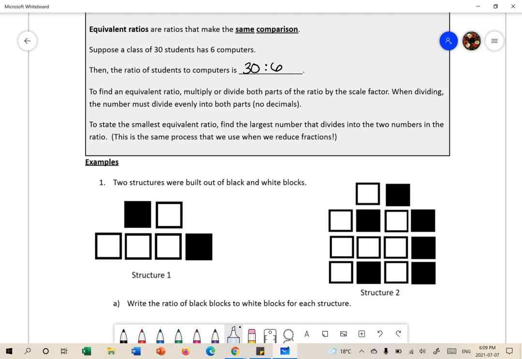Instead of finding a lowest common multiple that we would if we were finding equivalent fractions, when we're trying to find equivalent ratios, we try to find a scale factor, which is a common multiple between the two ratios. To state the smallest equivalent ratio, find the largest number that divides into the two numbers in the ratio. This is the same process that we would use when we are reducing fractions.